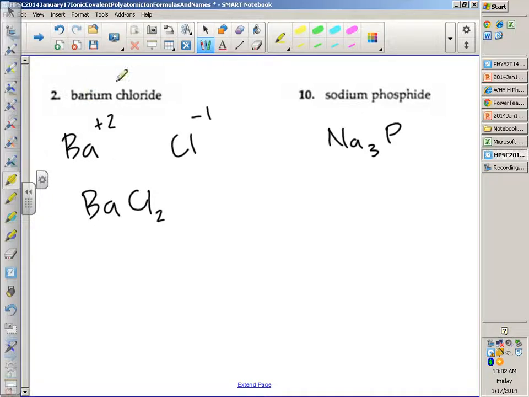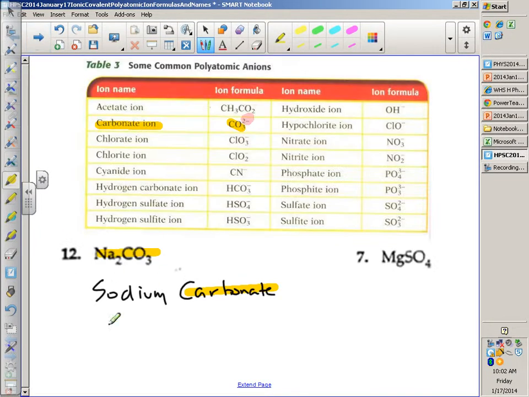But we don't call this barium dichloride because there's only one possibility for the way that barium and chlorine can come together so that all of them have 8 valence electrons. Same thing here. There's only one possibility for sodium and carbonate, that group of atoms that we call carbonate. 2 sodiums have to balance out 1 carbonate ion. So with a polyatomic ion, you don't use the numbers? No, because it's an ionic compound, even though there are some covalent bonds in it.